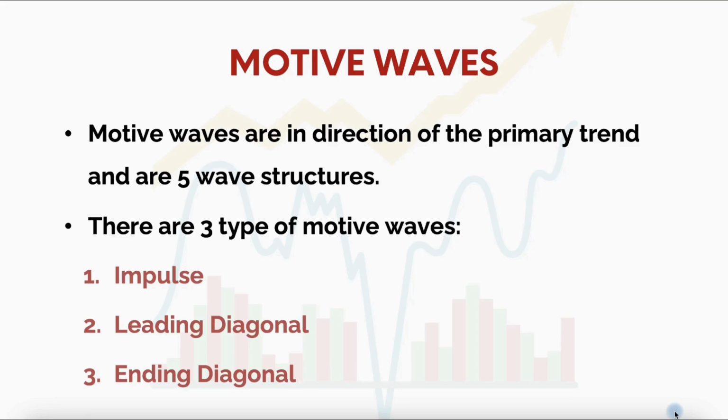In this video, we are going to take a deeper look into motive waves. So, motive waves are essentially waves in direction of the primary trend and are typically a five-wave structure. There are three different types of motive waves. First is impulse, second is leading diagonal, third is ending diagonal. Let's take a look at impulse first.